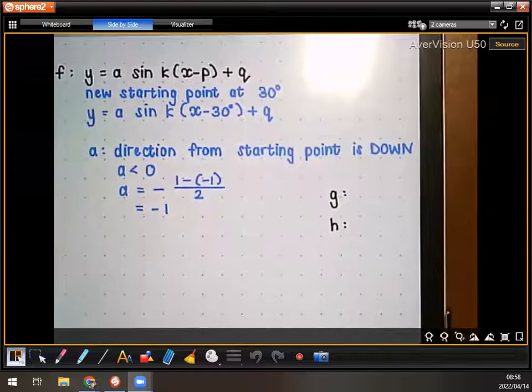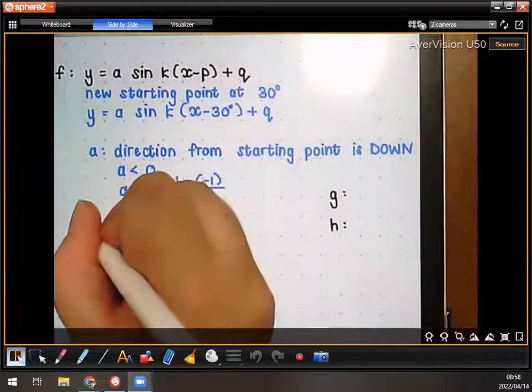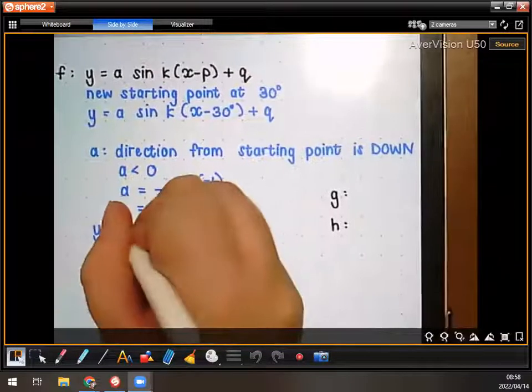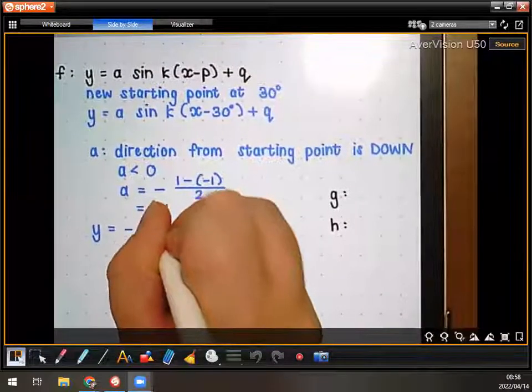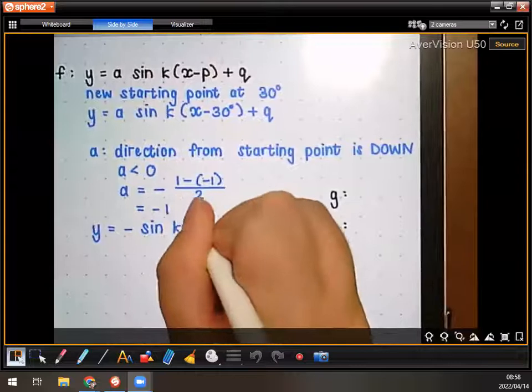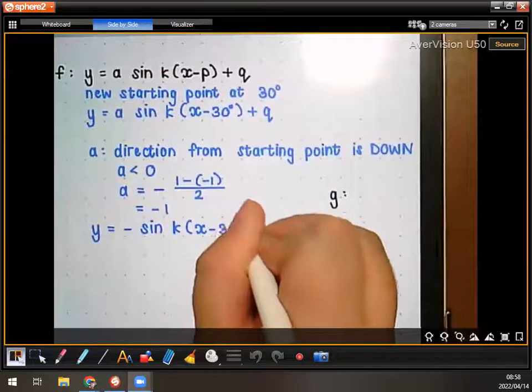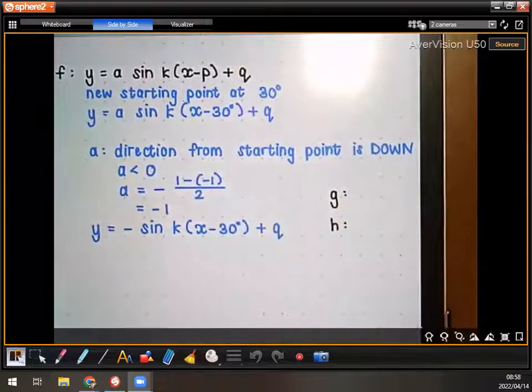So guys, you see, you use the formula, but you also have to look at the direction. So you can't just do the formula. You have to see what is the direction. So the A value is negative 1. So we know from that now that y is negative sine k bracket x minus 30 plus q.